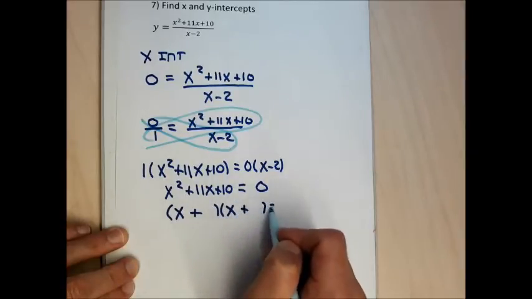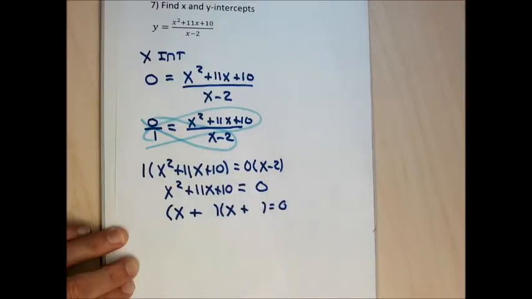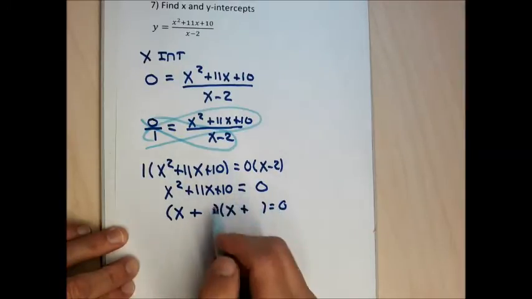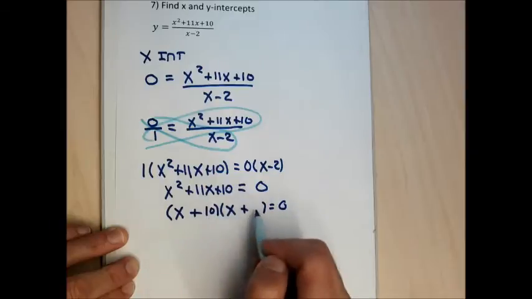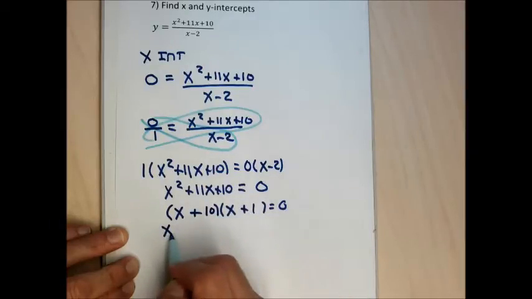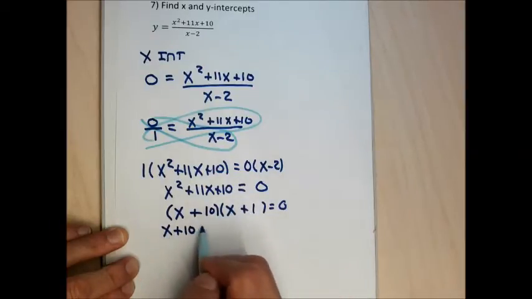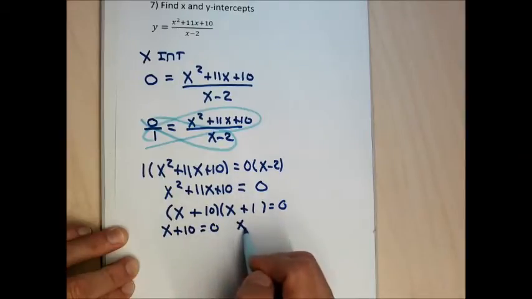I don't have to worry about any bottoms up because there's no number in front of the x squared. My last need to multiply to 10 and add to 11. That's going to be 10 and 1. Once I get it factored, you set the factors equal to 0.